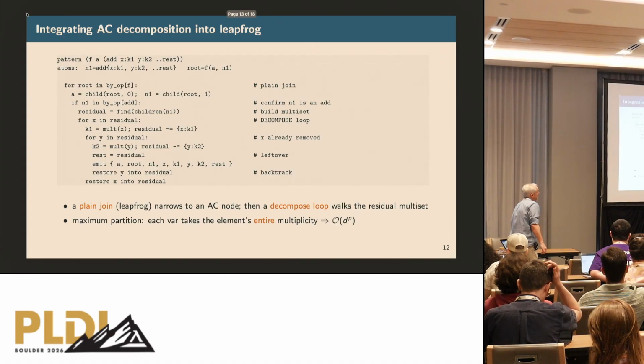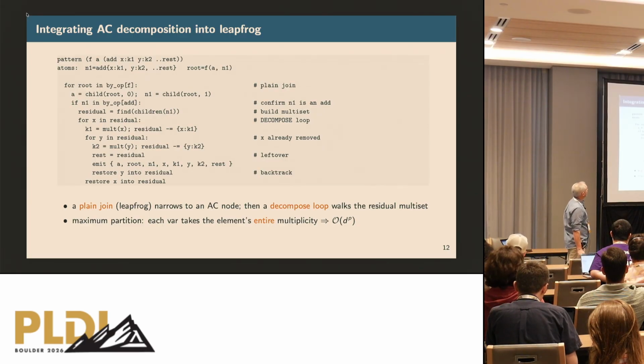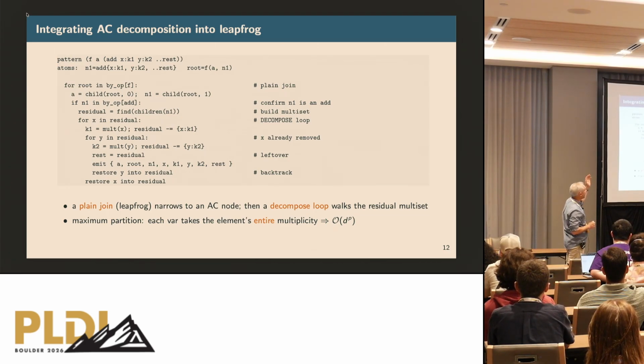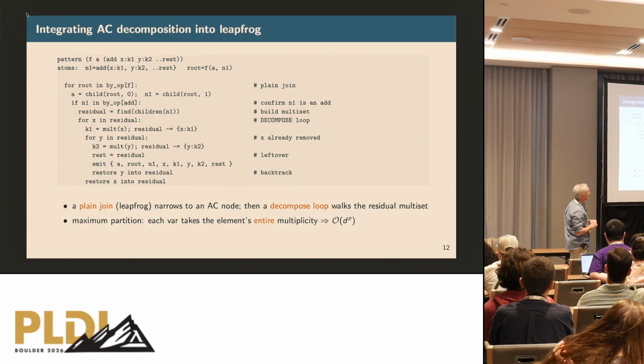But when you want to introduce AC decomposition in that picture, all it takes is adding a new type of loop that enumerates multiset matches, basically. So now if we have f of a applied to add of x k1, y k2 as an AC pattern and some rest variable, we decompose into atomic patterns as well. So n1 is going to be an AC node with x and y children, and then some rest that we treat as a multiset variable. And the root pattern is going to be f, a, and n1.